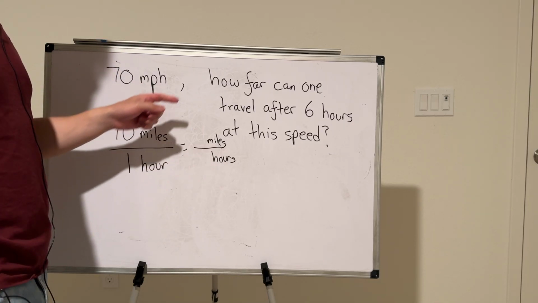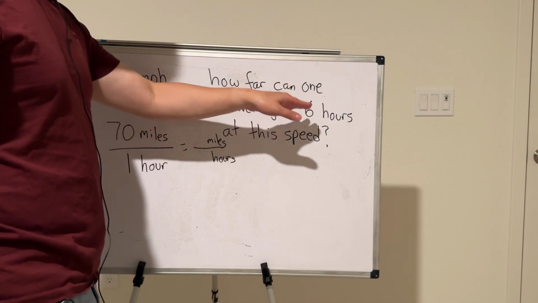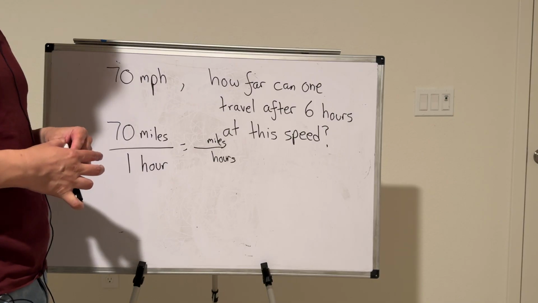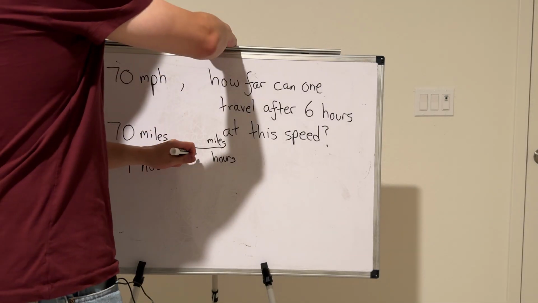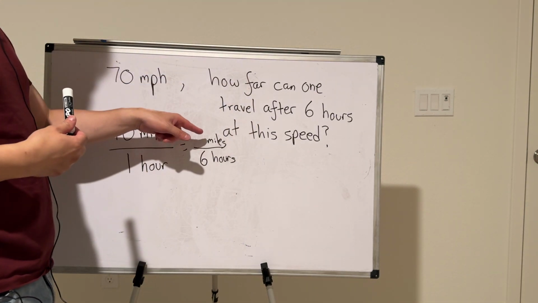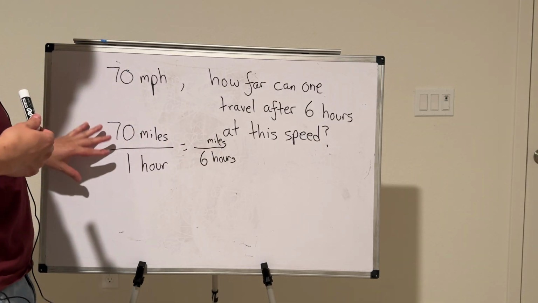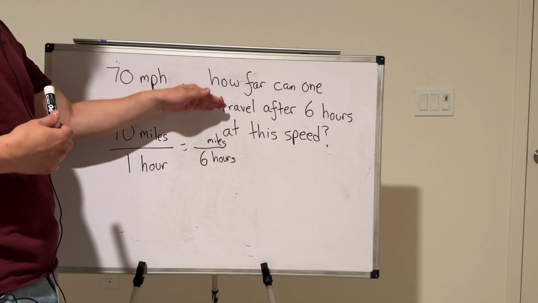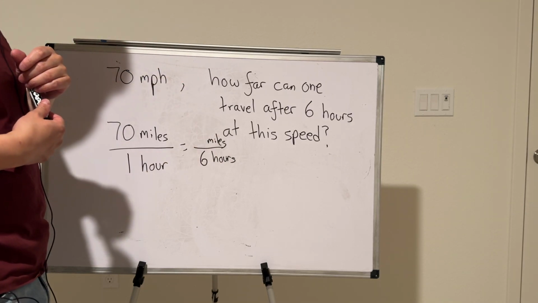If I look at the problem and the given information, I have 6 hours as a given quantity. That 6 hours means that the bottom number is a 6. I'm not putting it on top because that 6 doesn't represent miles. This side of the equation has miles on top, hours on the bottom, so you have to have miles on top and hours on the bottom as well on the other side of the equation.